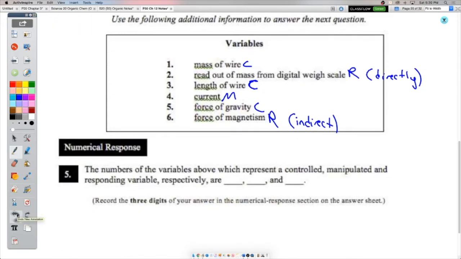So for your controlled, manipulated, responding, any of these would be taken as correct. You could have said for controlled, either 1 or 3 or 5. Manipulated, you could have said 4 and nothing else. You better only have one manipulated, right? For responding, truthfully, you only have kind of one response that you're interested in.